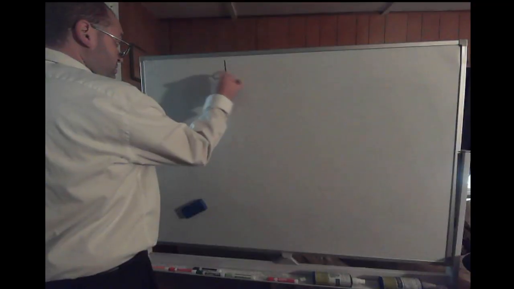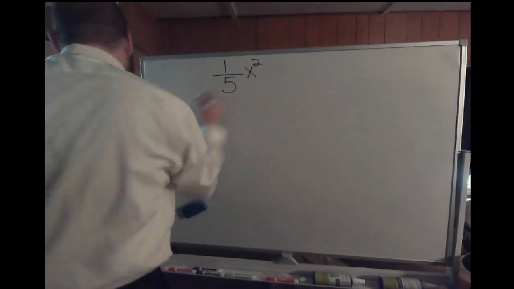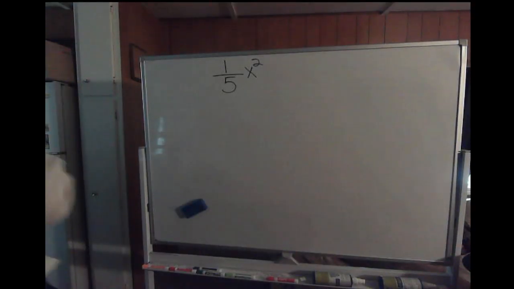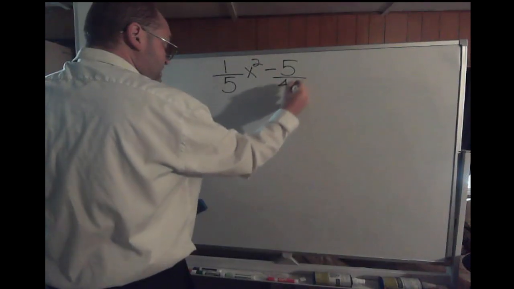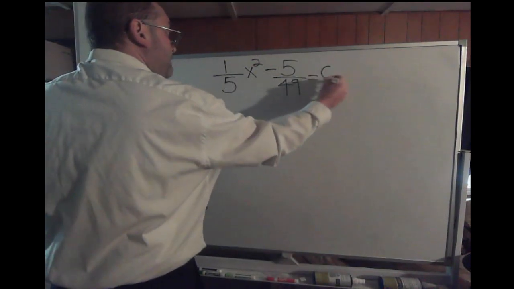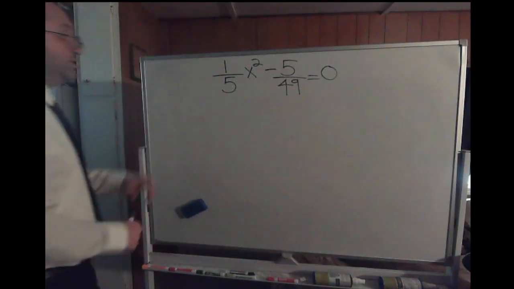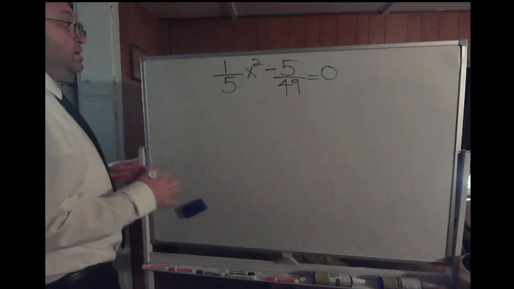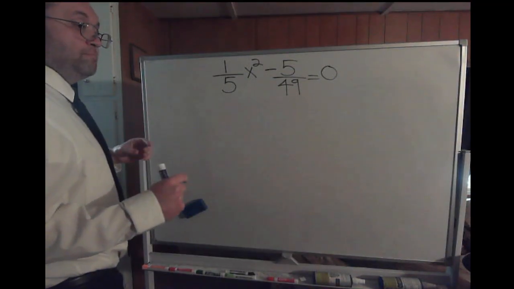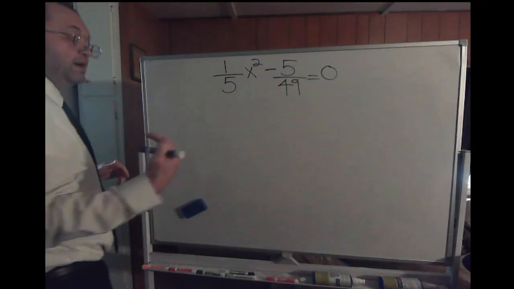All right, a couple fun ones here. We have 1/5 x squared minus 5/49 is equal to 0. So we have fractions involved now. It looks intimidating. So we have 1/5 x squared minus 5/49 equal to 0. Well, we're only doing this as perfect squares on both sides. So that means you want to get that 1/5 x squared by itself.